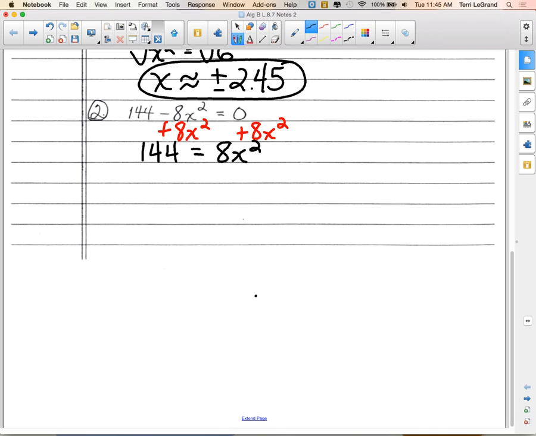How do you feel about 144? Is it a perfect square? Yes. Is 8 a perfect square? I think we just decided a while ago that it wasn't, right? So what are we going to do next? Not subtract 8. Divide both sides by 8.